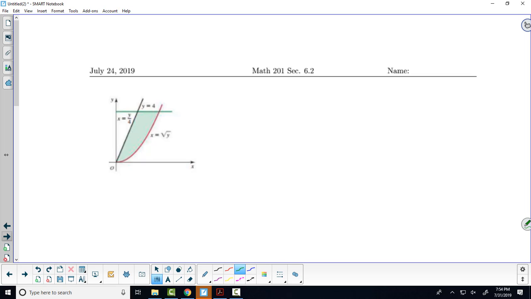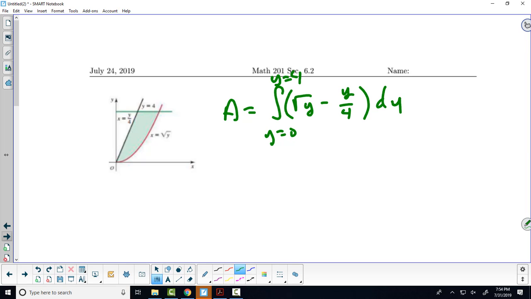We'll do this one with respect to y. So the area would be the integral from y equals 0 to y equals 4 of the square root of y minus y over 4. Double check me.